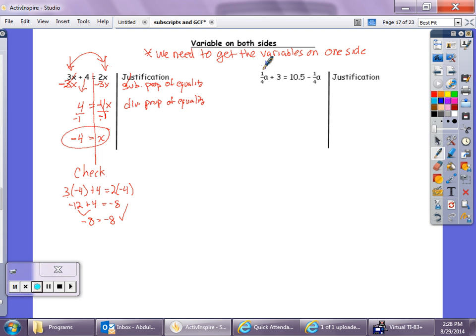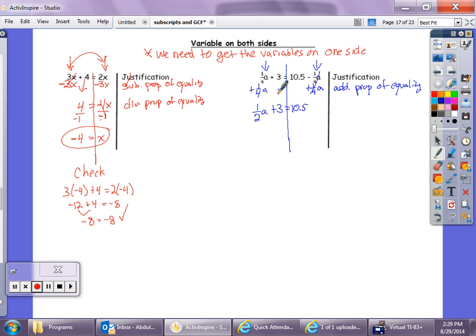We notice we have a's on both sides, so it doesn't matter which one because they both have numbers, so we just have to decide which one we've got to get rid of. I'm going to get rid of my negative 1/4, so I'm going to add 1/4. If I add it here, I have to add it to the other side also. We have to do it to both sides because that's the additive property of equality. Well, 1/4 plus 1/4 will give me 2/4, or actually 1/2. So 1/2 a plus 3 equals 10.5.